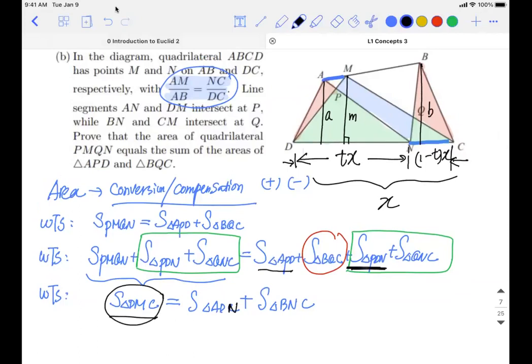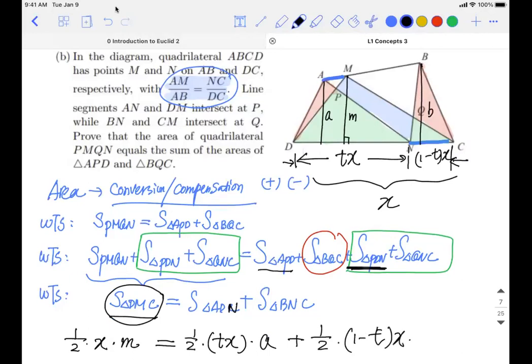What is the denotation for my triangle DMC? That's easy. DMC is actually 1 over 2. Your bottom is DC, which is X. Your height is your M, right? And what is about my area of triangle ADN? ADN, the bottom is DN, right? 1 over 2 DN. DN in our case is TX. And the height is actually A. Easy peasy, right? Last one, BNC. BNC, 1 over 2. The bottom is 1 minus TX. And the height, what about the height? The height is B. Very easy, right?